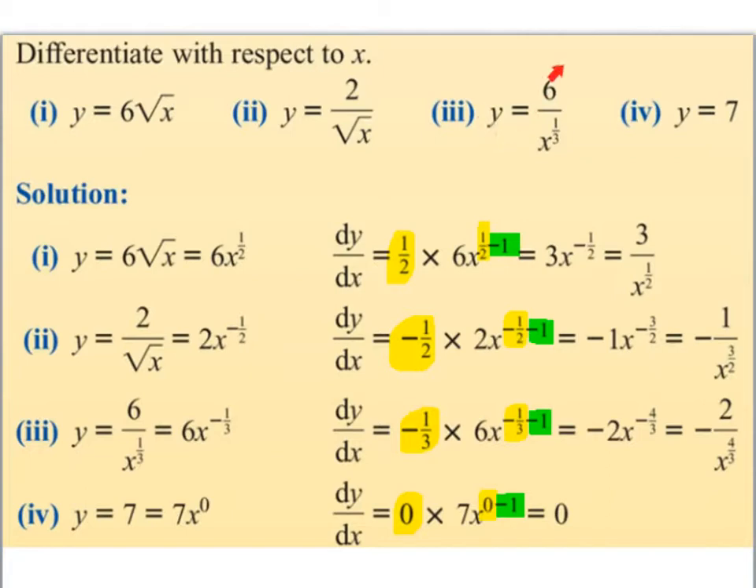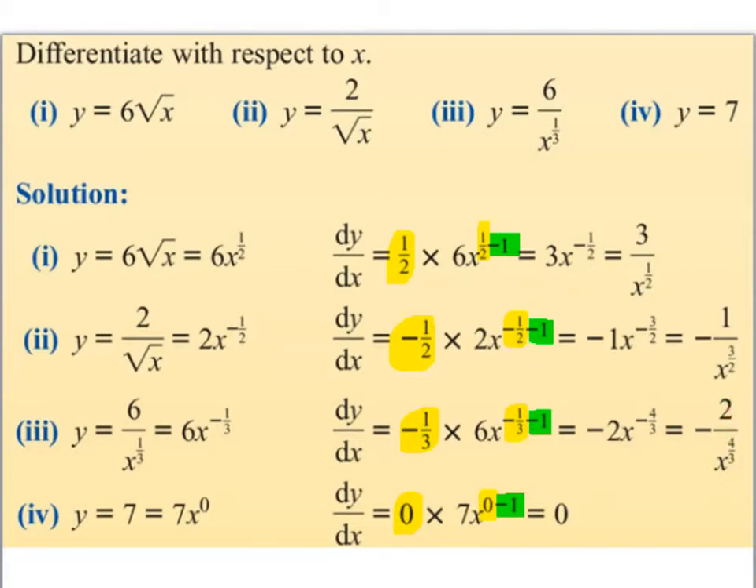Next we have y equals 6 over x to the power of a third, which we rewrite as 6x to the power of minus a third. We bring the power down in front, we reduce the power by 1. So we get minus a third times 6x to the power of minus a third minus 1. Minus a third times 6 is minus 2x, and minus a third minus 1 is minus 4 over 3. And then we rewrite using our powers laws to get minus 2 over x to the power of positive 4 over 3.